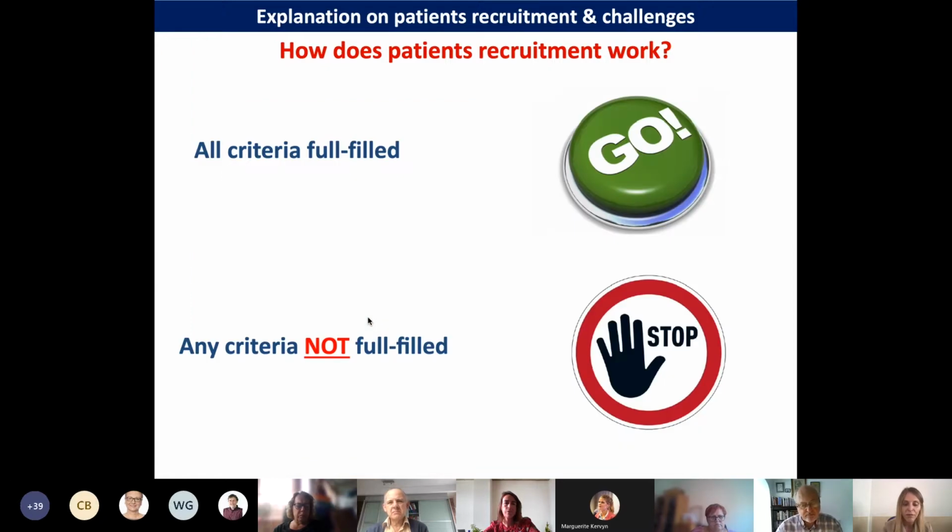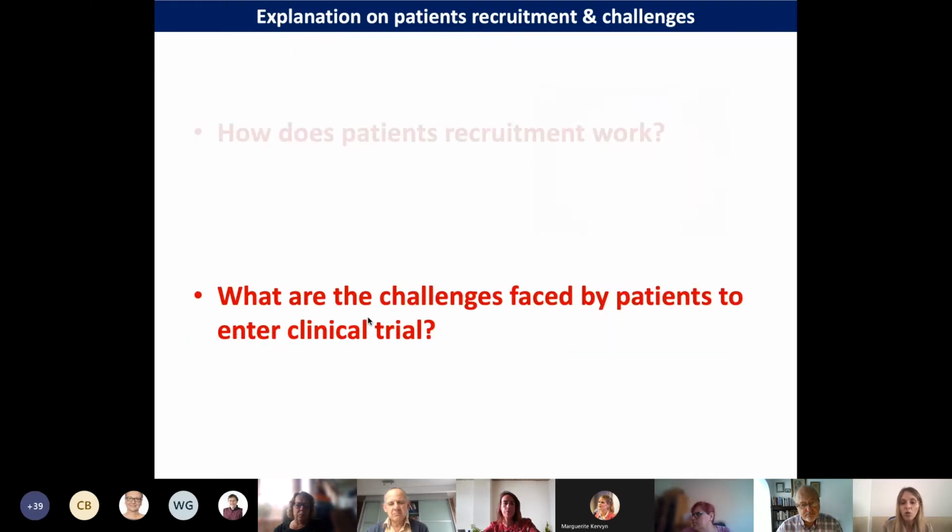Once all criteria are fulfilled, we can have a go, or if any criteria is not fulfilled, we might have a stop for participation, so the patient is not selected. What do we do then? And what are the challenges?